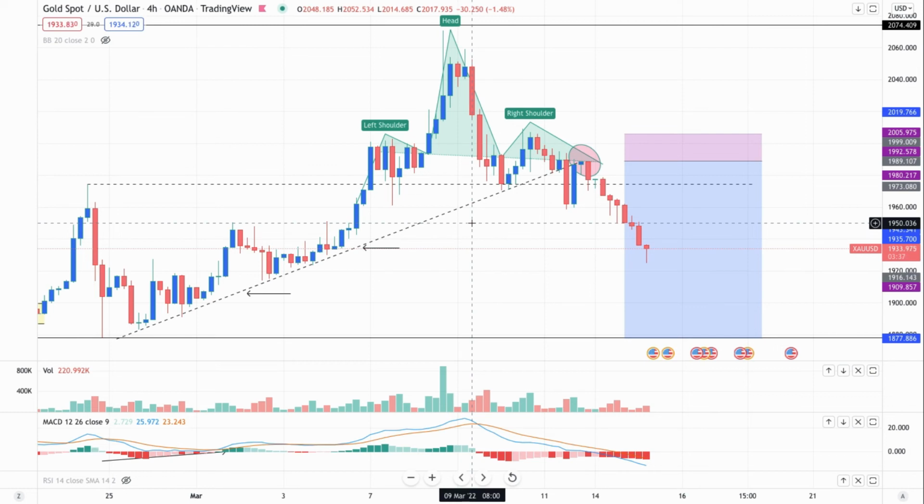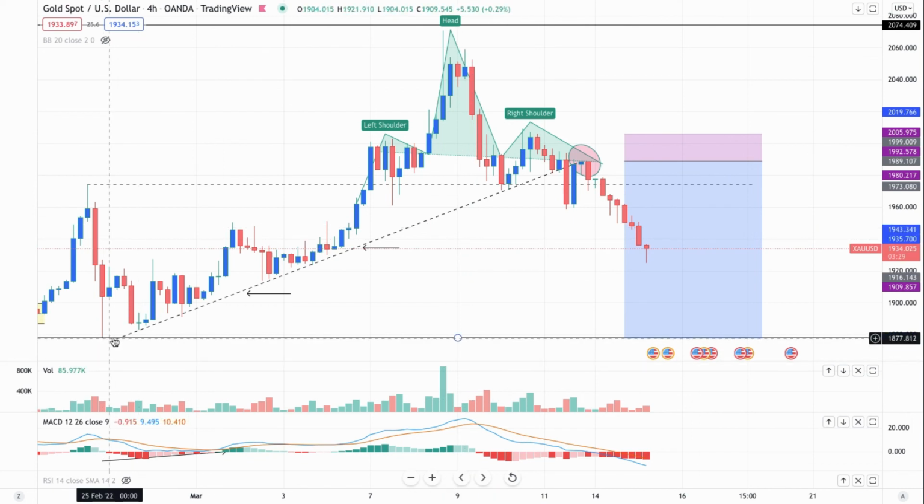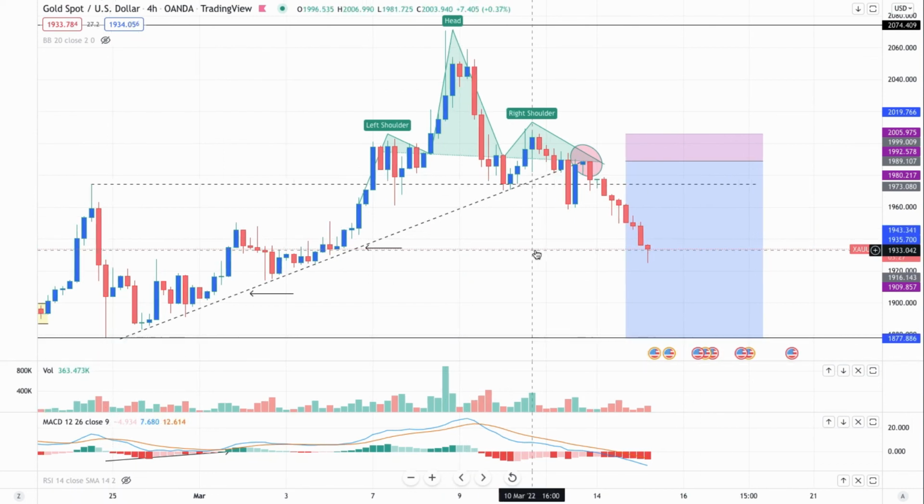So, let's have a look and see where the price will indeed reach its final destination at the bottom of previous price structure, which is the 1877.8 level. And let's scale out as we get there.